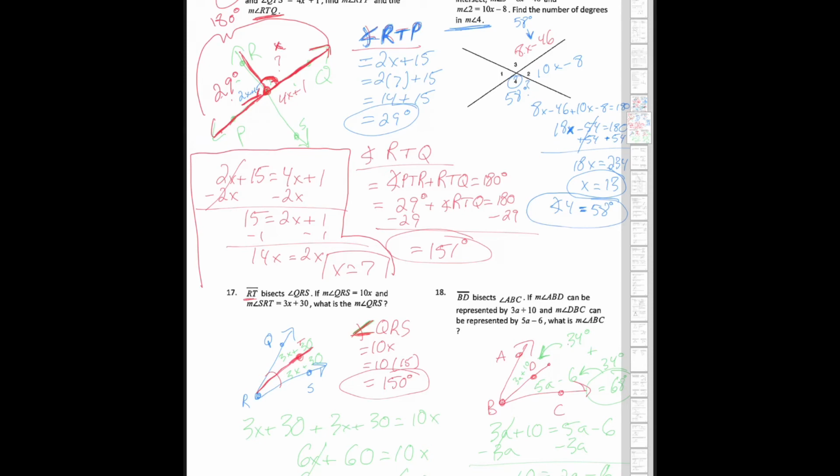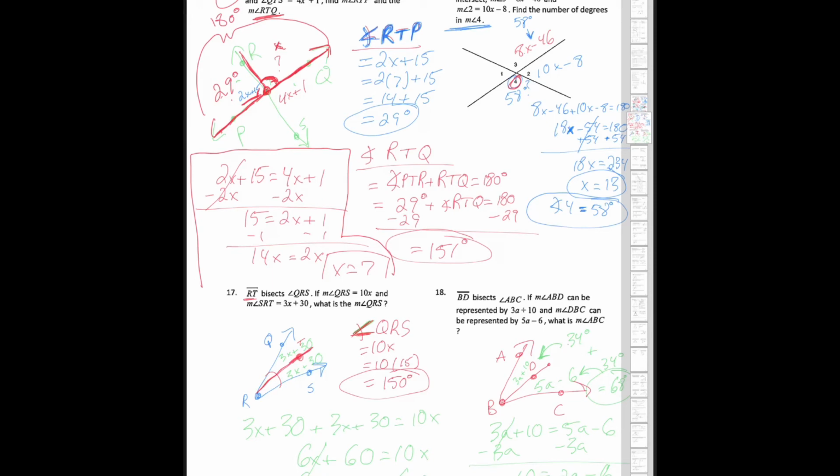Now on to 16. In this figure, we have 2 intersecting lines again. So we have angles 3 and 2 with our algebraic expressions. Angle 3 is 8x minus 46, and angle 2 is 10x minus 8, as labeled in the picture. Find the number of degrees in angle 4. So we're looking for this angle here. Now we have to use our 2 algebraic expressions first to solve for the missing variable. We can't get anywhere else until we do that.